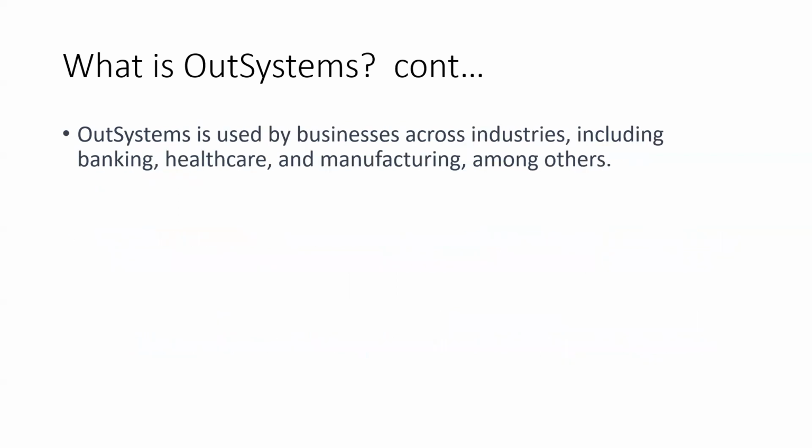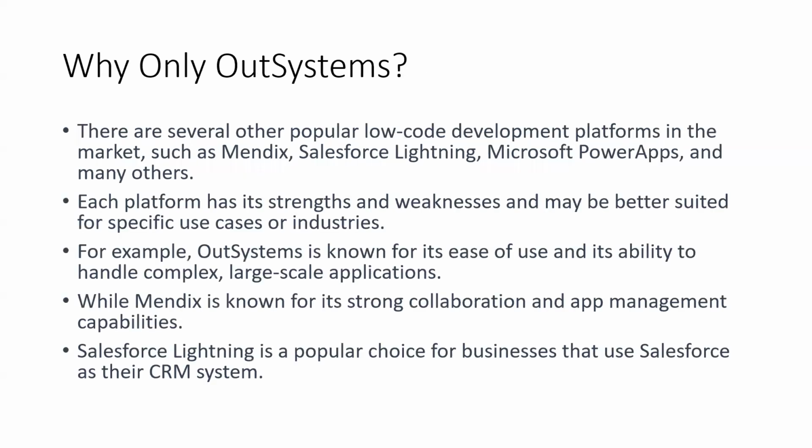And you know that OutSystems is used by businesses across industries, including banking, healthcare, and manufacturing. Across multiple domains, this particular OutSystems is used. Okay, so that is about OutSystems. So basically, what we need to understand here is that OutSystems is a low-code platform used to develop both web and mobile applications. Okay. Now let us understand why only OutSystems.